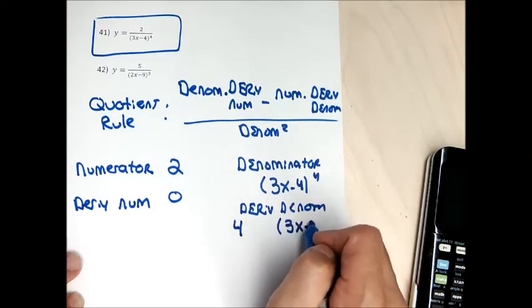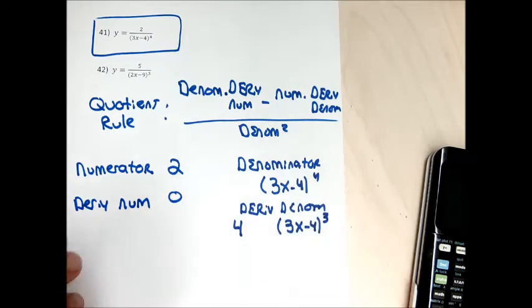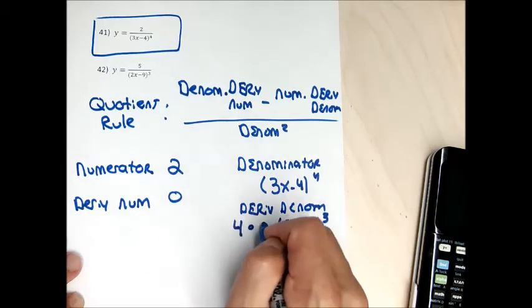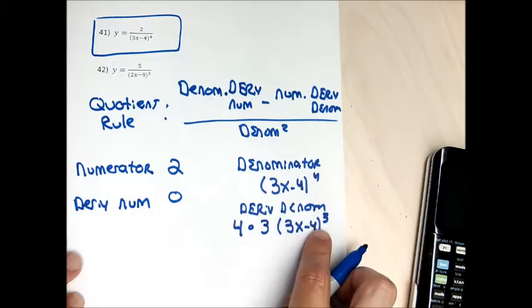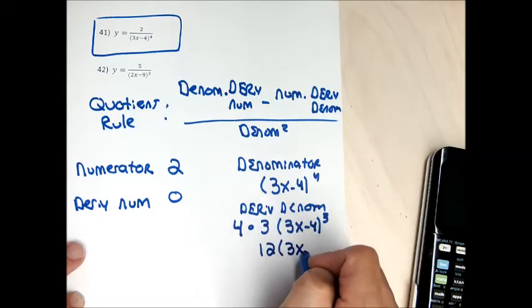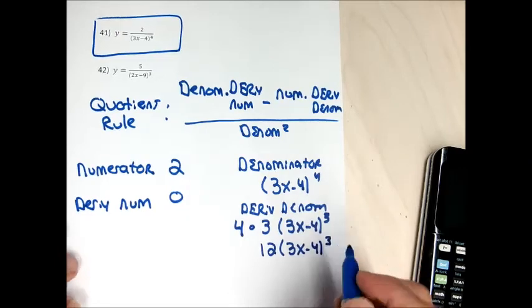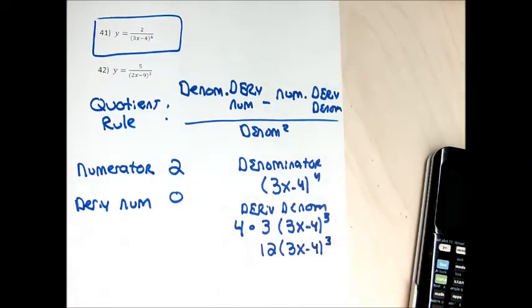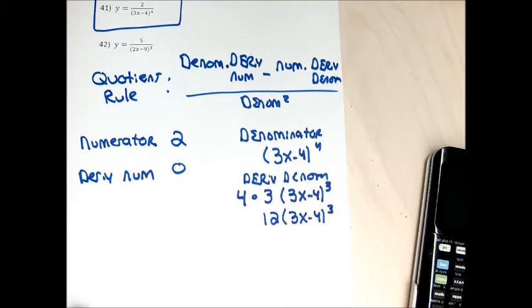I'm going to leave the parentheses unchanged, lower the exponent by 1, and then where I have that room, I multiply by the derivative of each term inside the parentheses. The derivative of 3x is just 3. The derivative of minus 4 is 0. I'm going to multiply that 4 and 3. So those are the pieces that I'm going to need for the derivative. So I have exactly everything I need.